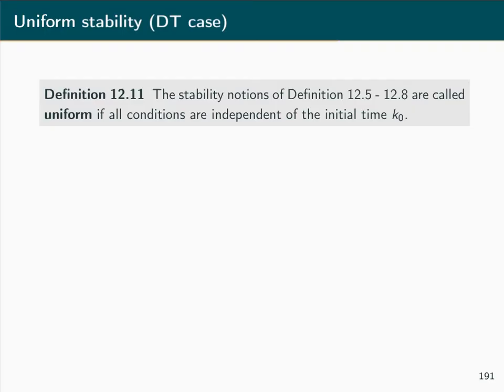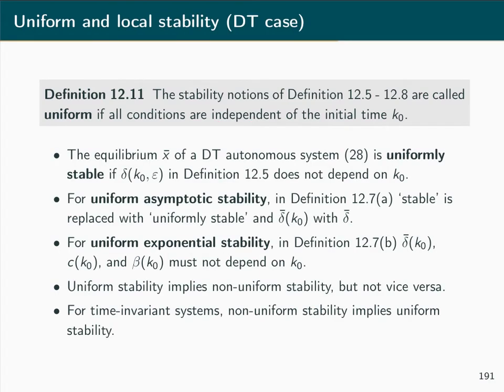The final stability concept that we define for discrete time systems is uniform stability. And according to definition 12.11, all the stability notions of definitions 12.5 to 12.8 are called uniform if the conditions stated in these definitions are independent of the initial time k0. Specifically, this means that the equilibrium x bar of a discrete time autonomous system is called uniformly stable if the delta in definition 12.5 is independent of k0.